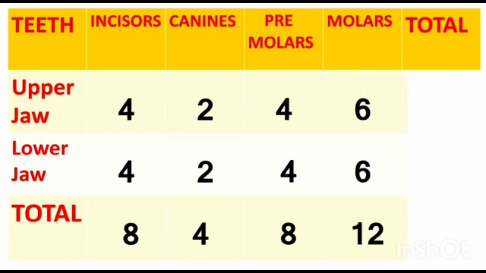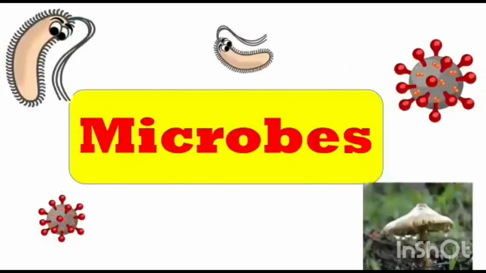Now molar teeth, in the upper jaw it is 6 in number and in the lower jaw it is 6 in number, and in total they are 12 in number. Now in the upper jaw you have seen 16 in total and in the lower jaw 16, and the overall total number in our mouth is 32. We have already seen in the upper jaw we have 16 teeth. 16 plus 16 is equal to 32.